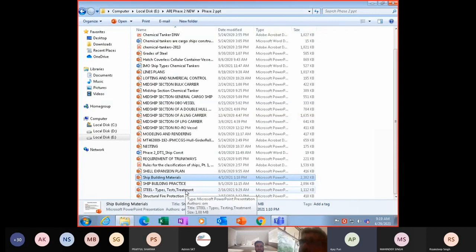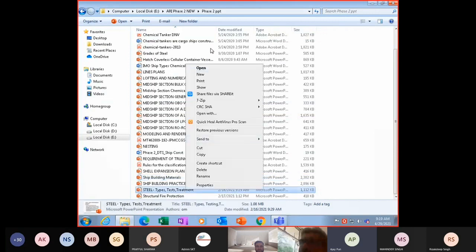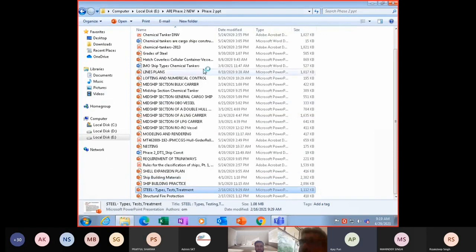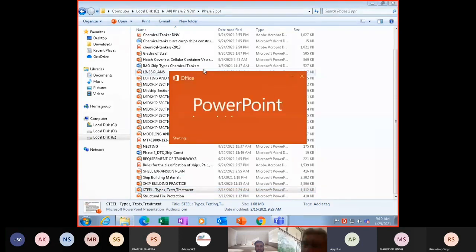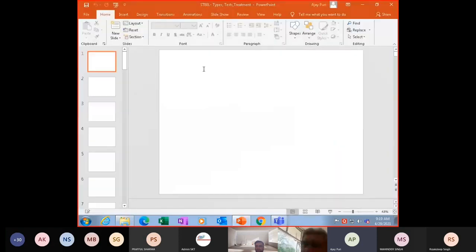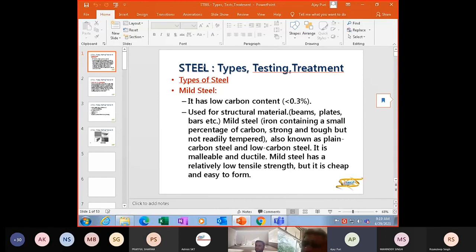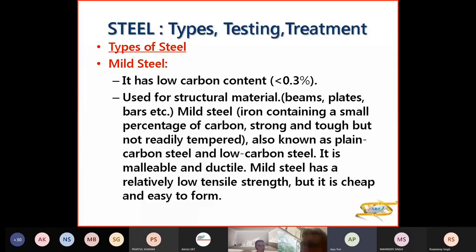Now I'll be doing what are the types of steel and what are the types of tests of the steel. Then we'll finally do the heat treatment. Now, your types of steel: mild steel or MS. Whatever you see as MS is mild steel.